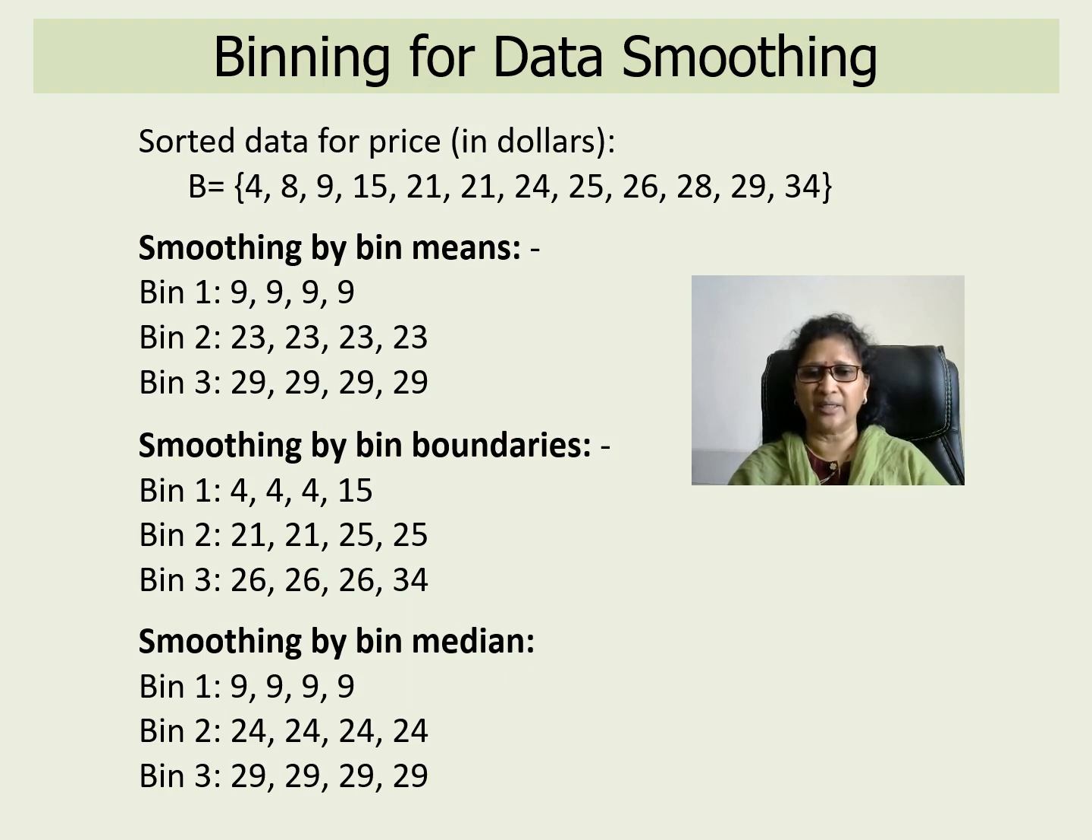Similarly, the third is binning with median. For the first case 4, 8, 9 and 15, 9 was the median. So all values are replaced with the median. Here median 24 is used to replace, and then 29.